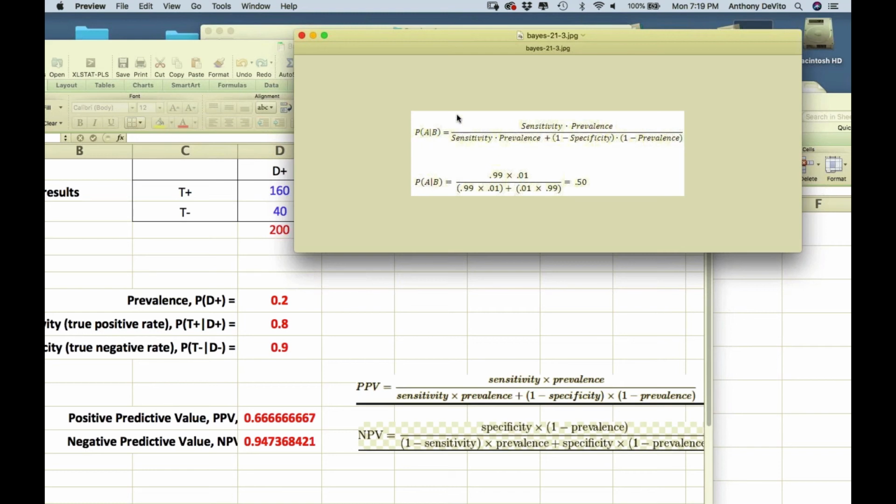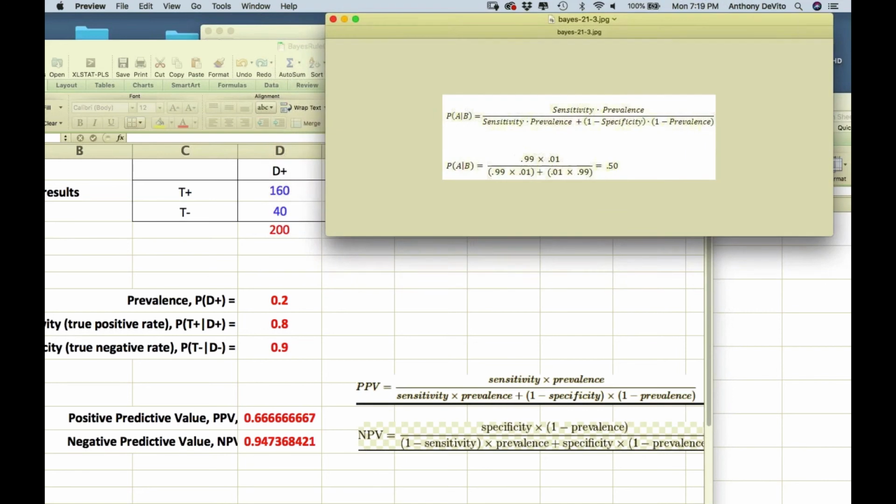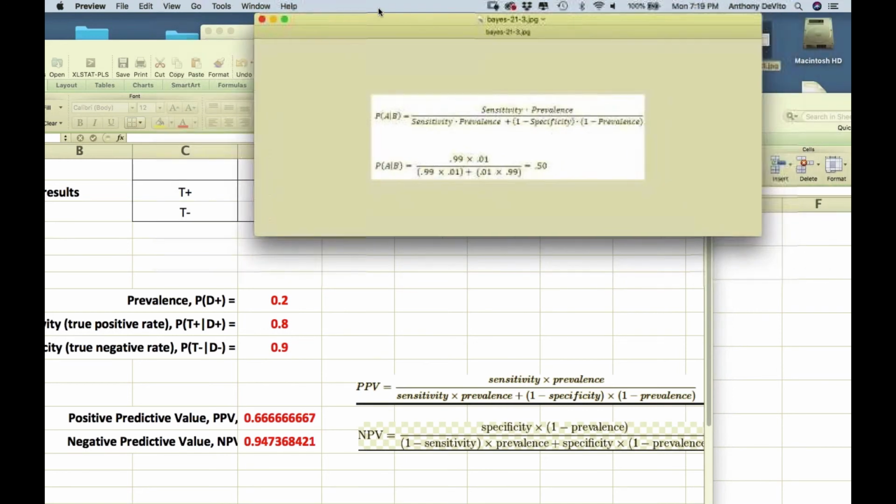So if you look at this formula, what it really breaks down to is, let's see, we have one part on top and two parts down on the bottom.